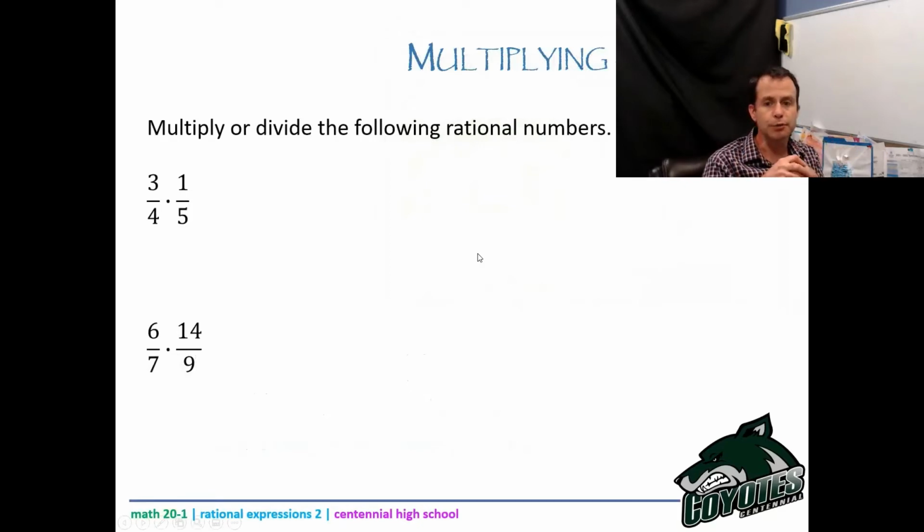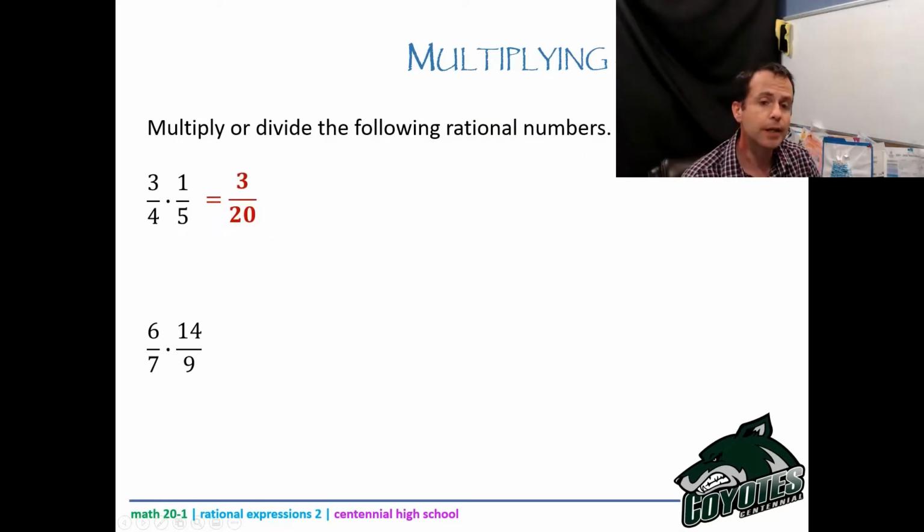What I want you to remember from way back whenever whoever taught you fractions in the first place, some of you may be like, nobody ever taught me fractions. Somebody did at some point in your life, somebody taught you fractions. We multiply the tops, we multiply the bottoms, okay? So in this first one, I've got 3 times 1 is 3, 4 times 5 is 20. My answer is 3/20. That's simple.